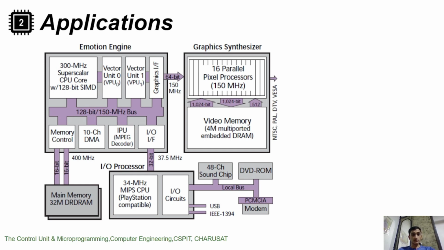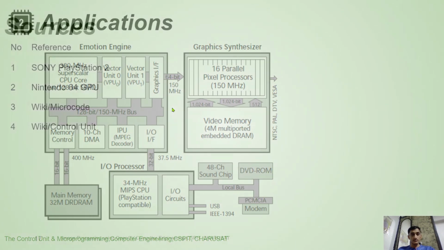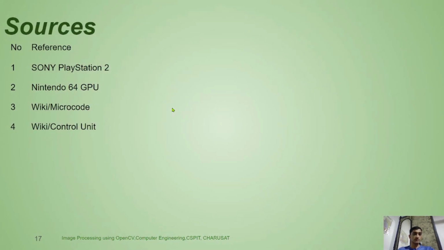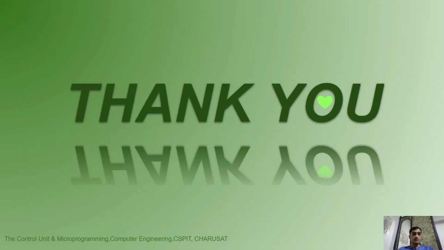This is the actual diagram of the Sony PlayStation 2, which uses vector processing and also has microcode applications in it. It also supports backward compatibility with PlayStation processors. There are some parallel processors and a graphics card as well. The sources I have used are Sony PlayStation 2, Wikipedia, and similar sources. So, thank you.